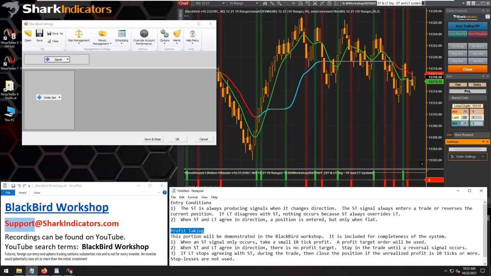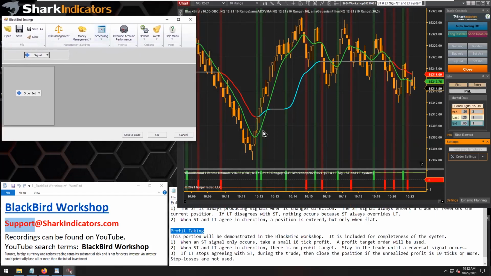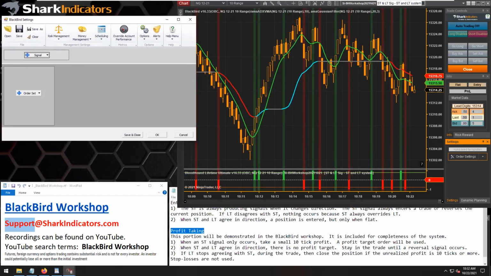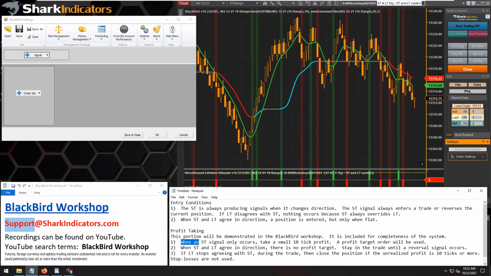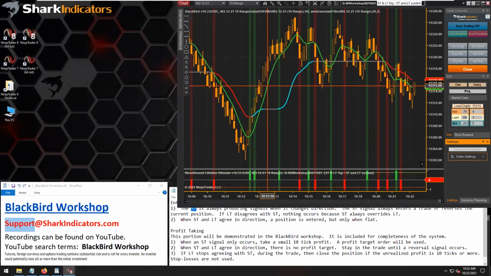So I guess we need to cover a little bit of an overview, so we have a bigger picture of what's going on. Let me cover the signals first. There are two different types of signals. There's the short-term signal, which is based on, I'm going to have to close BlackBird here. All right. The short-term signals are based on this Gaussian filter indicator.